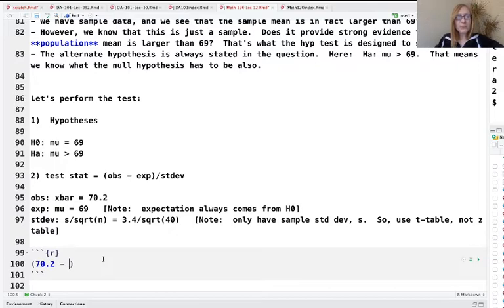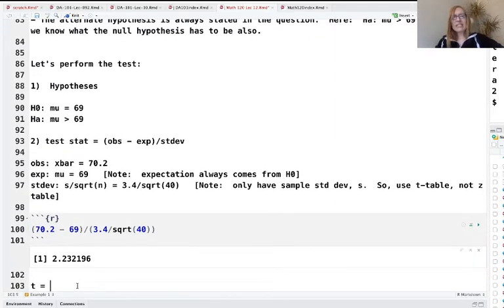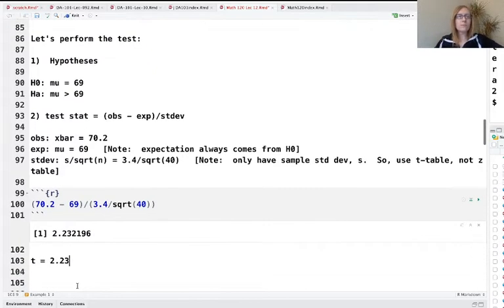Let's stick it all into our calculator and find out the test statistic. Observed is 70.2, expected is 69, and the standard error here is 3.4 over the square root of 40. One little note about this, all of these parentheses are totally necessary. You need all of these parentheses that I'm using right now. Otherwise, the order of operations is wrong. We just got a test statistic of 2.23. Cool. So let's look at our p-value.